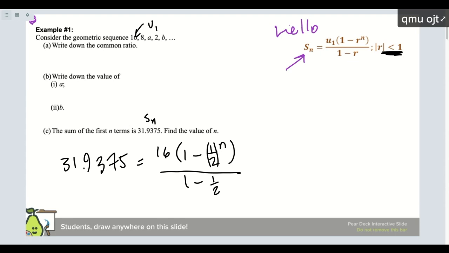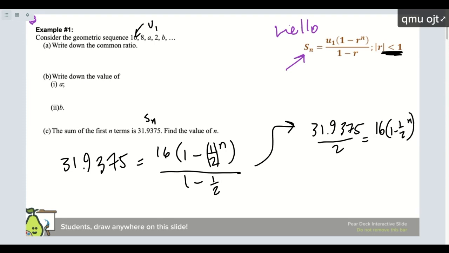You just solve for that. This is simple algebra because you'll end up with this 1/2. So you multiply both sides by 1/2, and then you get 31.9375 over 2 equals 16, 1 minus 1/2 to the n. Then divide both sides by 16. You'll end up with 32 down here equals 1 minus 1/2 to the n. And you just subtract 1 from both sides, and you just continue like that.